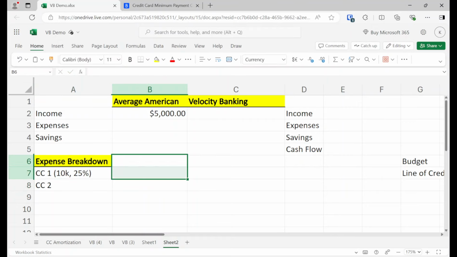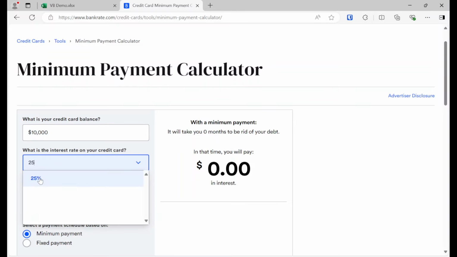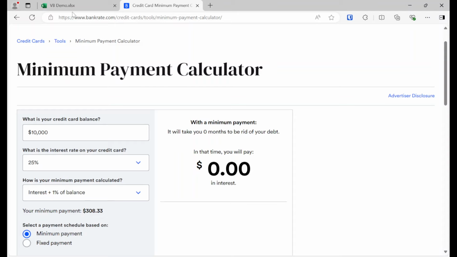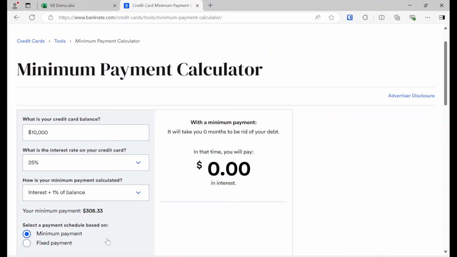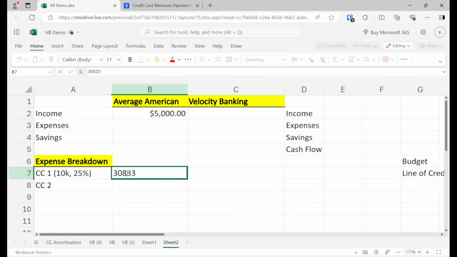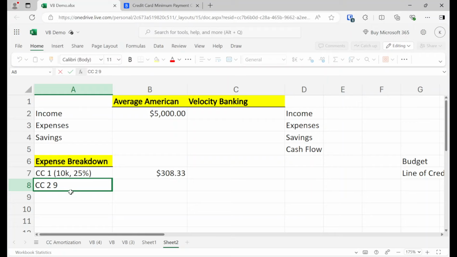And so if we go here and put in that number, so this is 10,000 at 25%, then it'll shoot out a realistic minimum payment. It's not going to be exactly like yours because every bank is different. So if you want to know the exact formula that they use, you have to call the customer service line of your bank or lender. So it's 308.33.